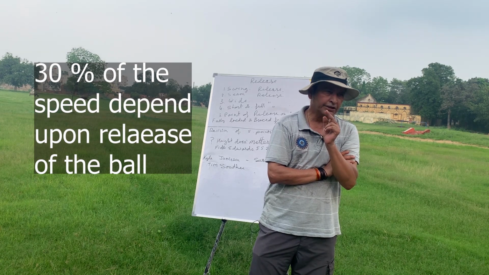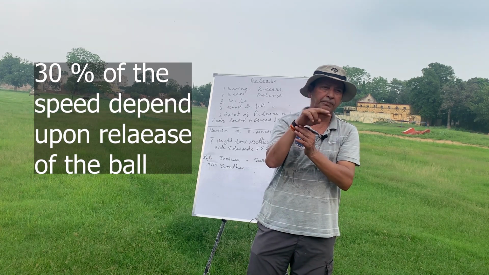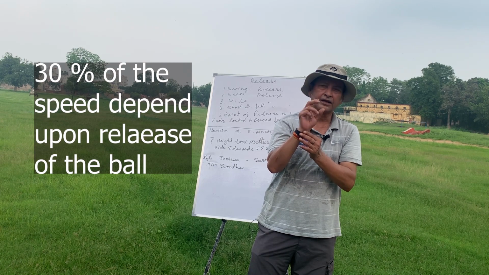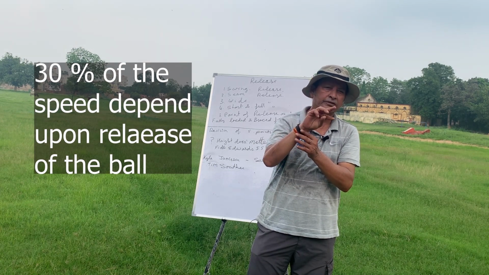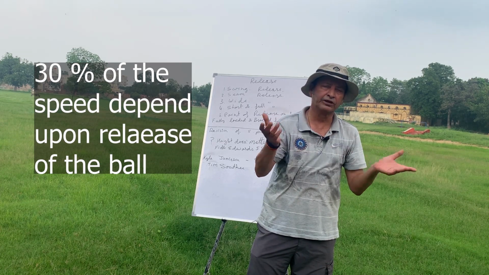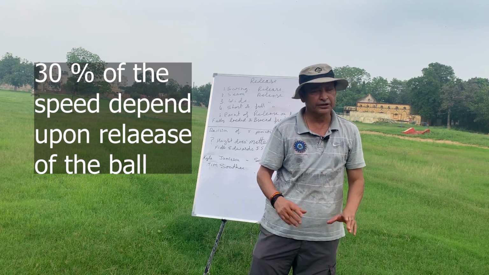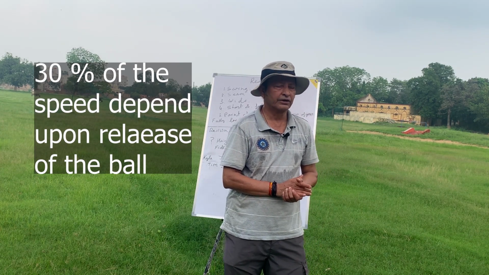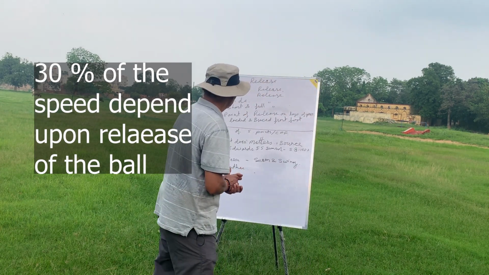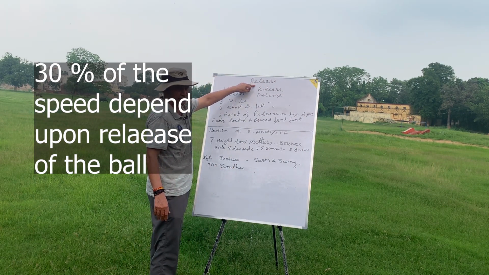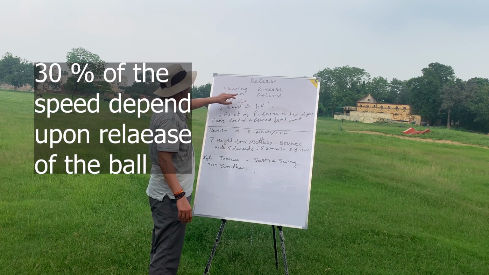And do you know that 30% of our speed is generated by release of the ball? Yes. And that is why when we bowl slower, we don't flick the ball. We roll it here and there, and then we lose 20 to 30%. 30% is a very good difference for slow balls. Okay, so let's start. The topic is release. We'll be discussing this today.